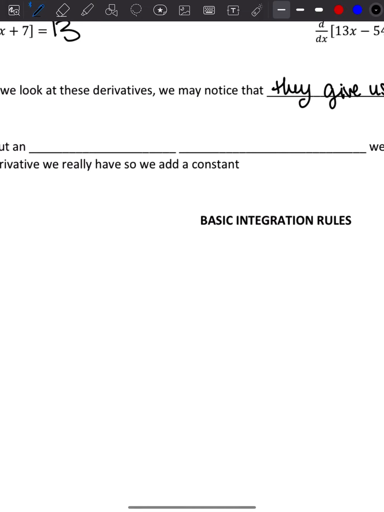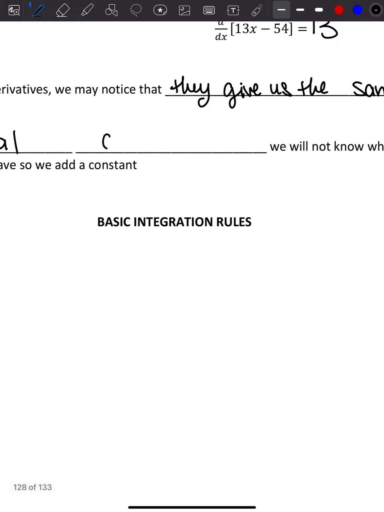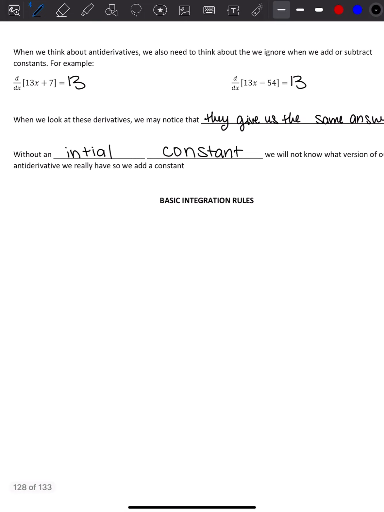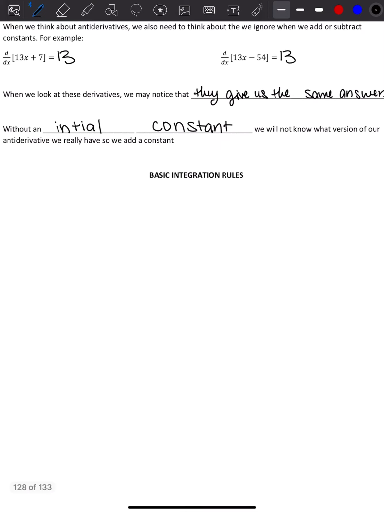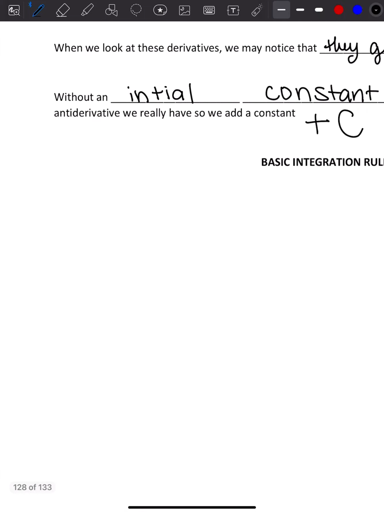Without an initial condition, so unless we know like a value that we can kind of work with, we'll never really know what our constant is. So without an initial condition, we will not know what version of our antiderivative we have, so we add a constant. That constant is going to be a plus c, which is why they don't really use c for a lot of things. So we're going to look at basic integration rules.